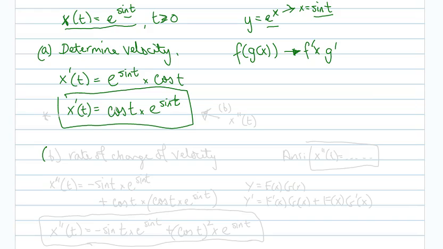Okay, now the second part of the question says rate of change of the velocity. Okay, so not rate of change of the distance, because that's what we calculated in part A, but rate of change of velocity. And that simply means we take this function here, which is the derivative, and we've got to differentiate it again. So what we're looking for here is x double prime t. So in part B, we're looking to calculate that. Okay, so the answer for this one is going to be the same format. We're going to say x double prime t equals something. Okay, so that's the kind of format we're looking for.